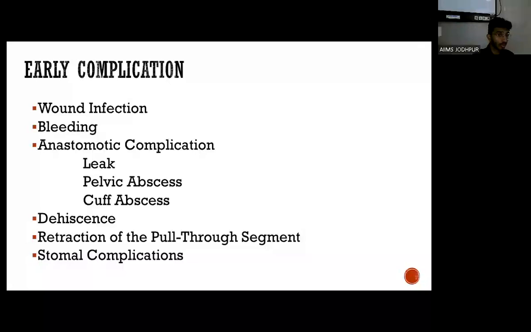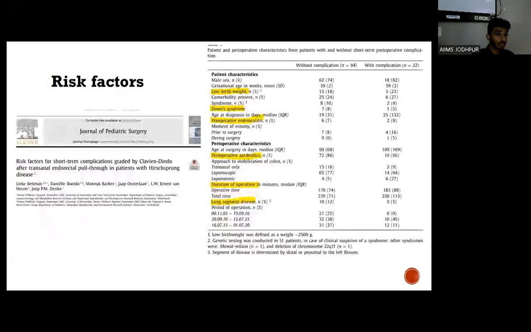Among the early complications, as with any common surgery, complications like wound infection and bleeding will be there. Following that, specific complications like anastomotic complication, that is leak, a pelvic abscess, a cuff abscess, dehiscence, retraction of the pull-through segment, and stomal complications are also there.